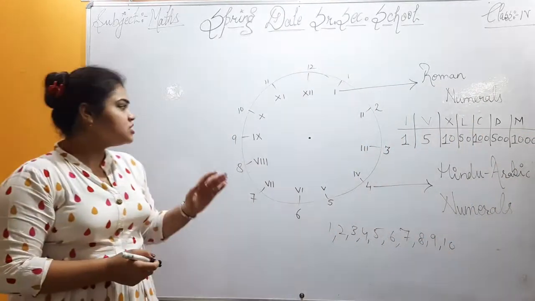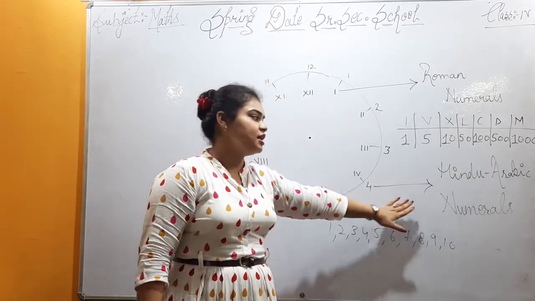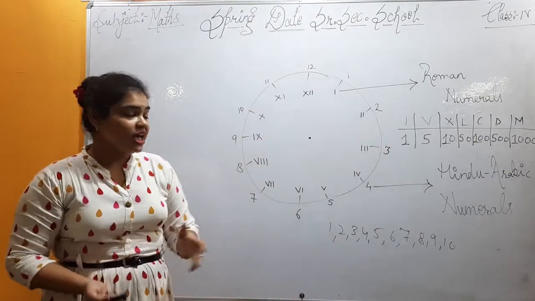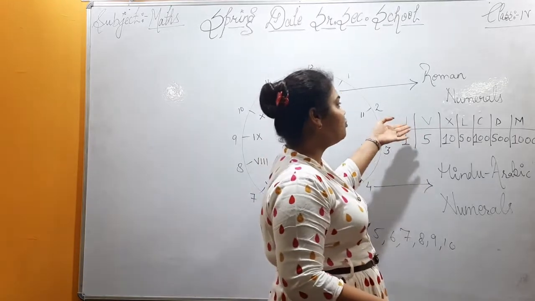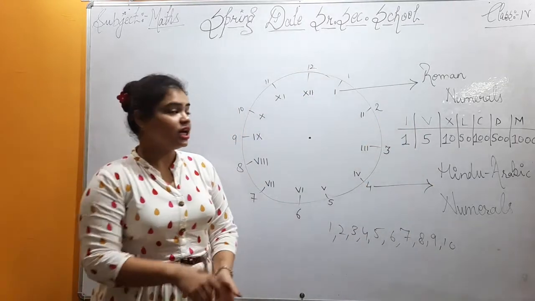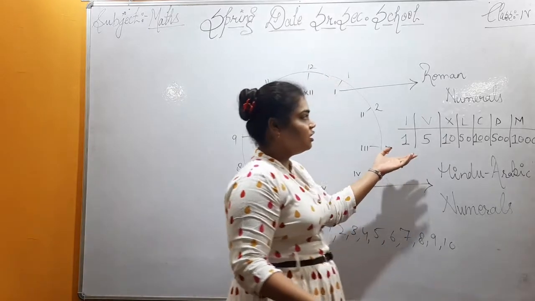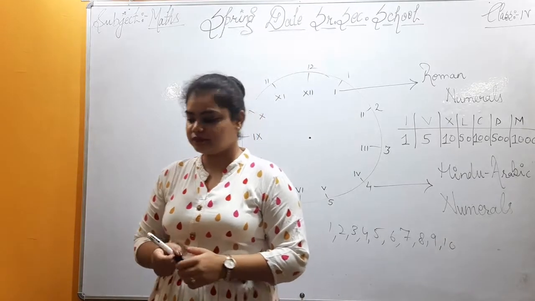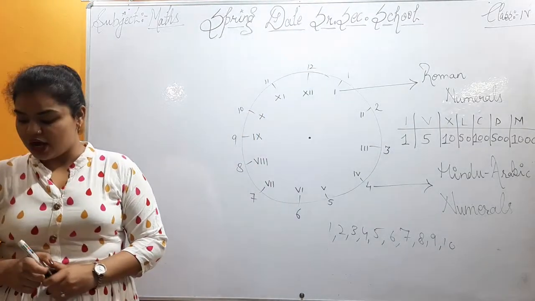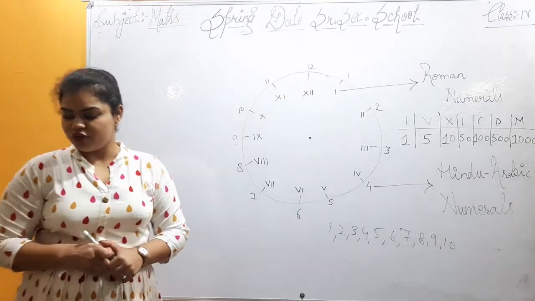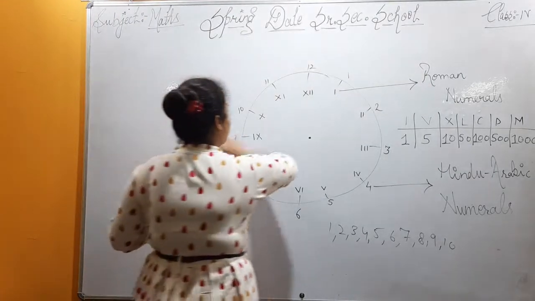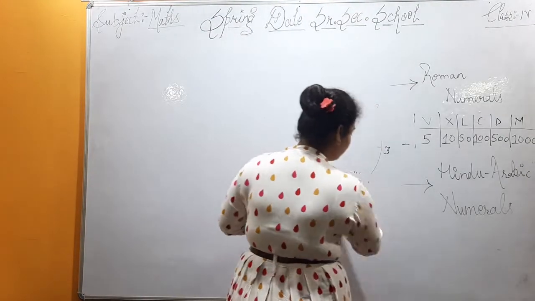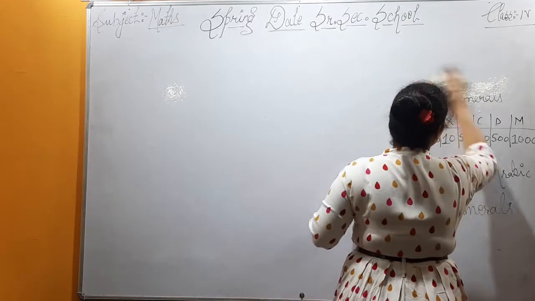So, have you all understood what Roman numerals are and what Hindu Arabic numerals are? In Roman numerals, how many symbols are there? 7. With the help of these 7 symbols, we can form the other numbers. I hope you all have understood what Roman numerals are. Now we are going to learn about the rules of Roman numerals.